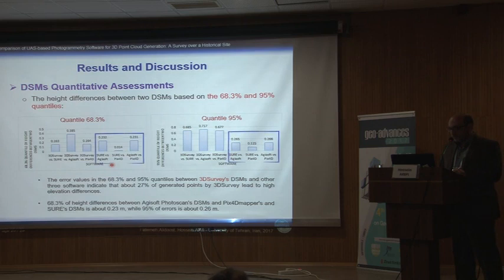And this is another comparison between the quantiles. We see on the left hand that the 68.3% quantile has been generated. On the right hand we see the 95% quantile has been generated.